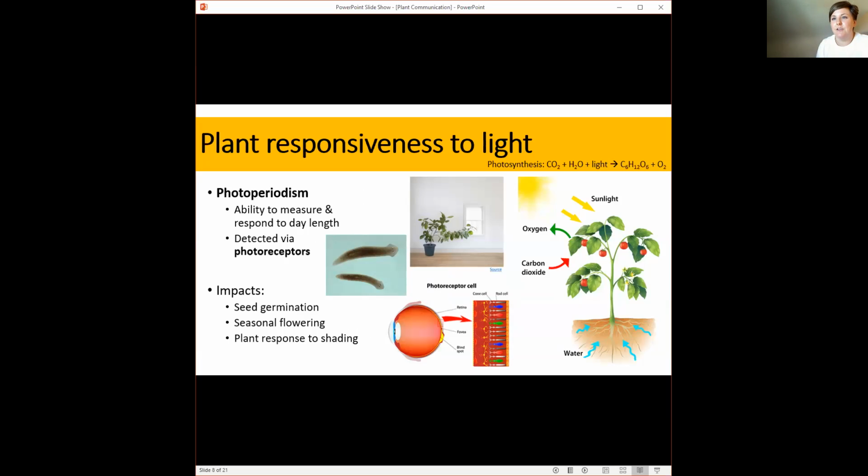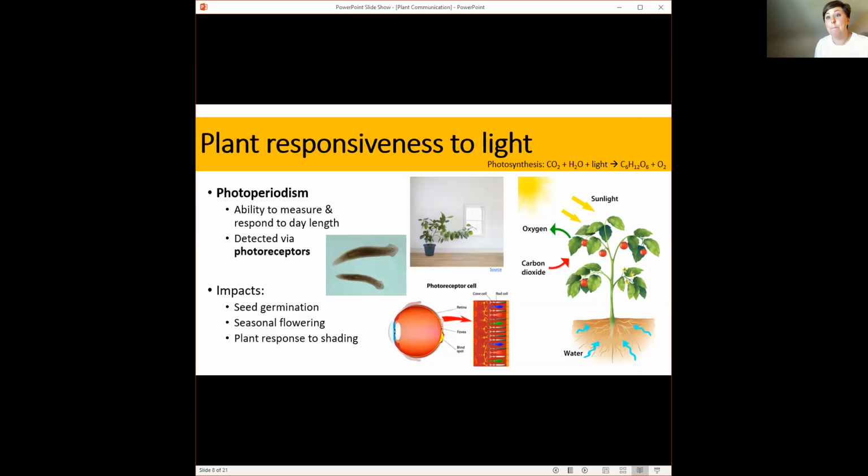Because light plays such a vital role in plant metabolism, plants are very responsive to light, and many of their life cycles are depending on its presence. Plants actually have the ability to measure day length, for example, the amount of light hours per day, which can vary seasonally. The ability to sense and respond to day length is called photoperiodism, and the receptors that detect light are called photoreceptors.